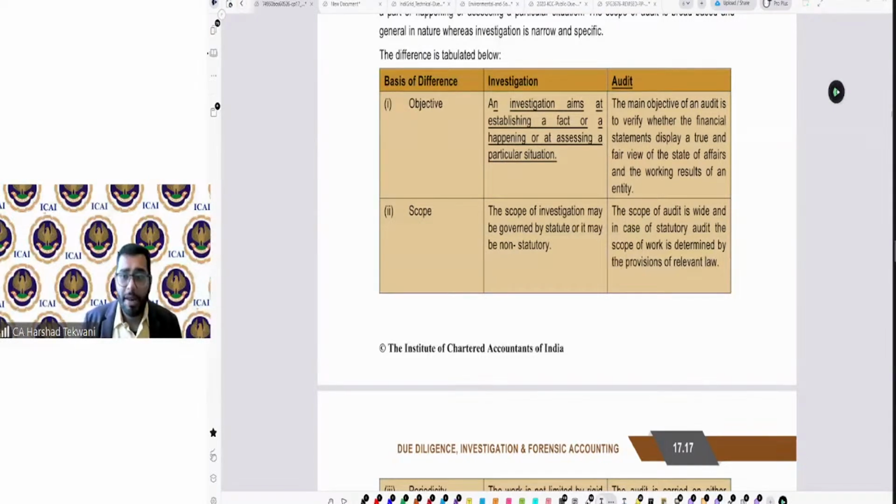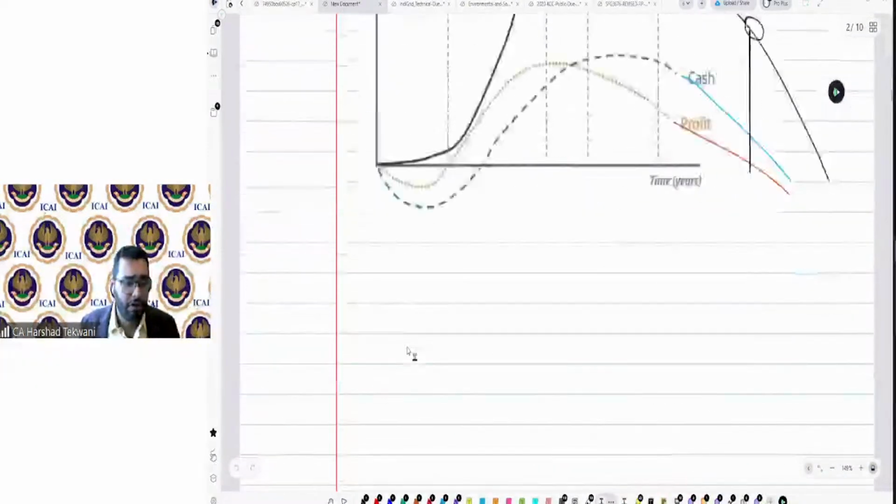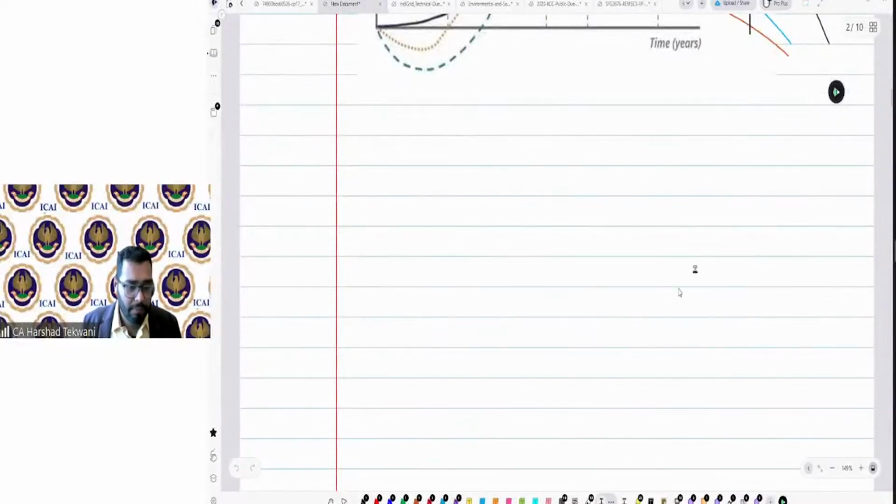It's not a limited review report. There's a huge difference from a limited review report. Investigation is 100% checking. So let's say if I talk about the meter of assurance, the scale of assurance.